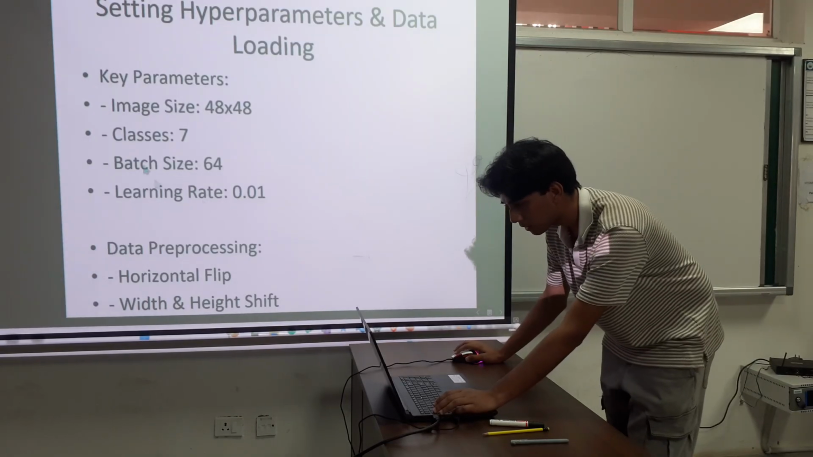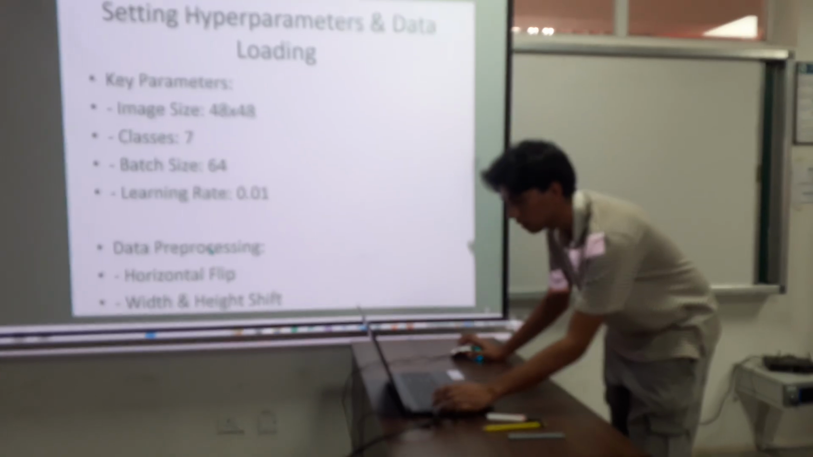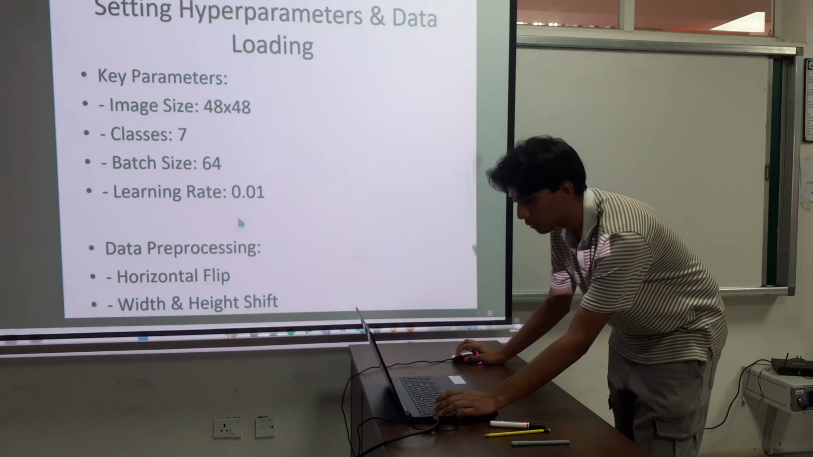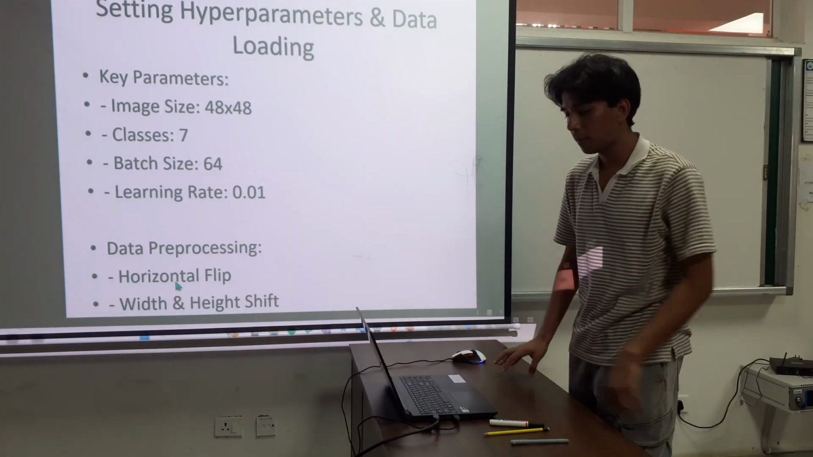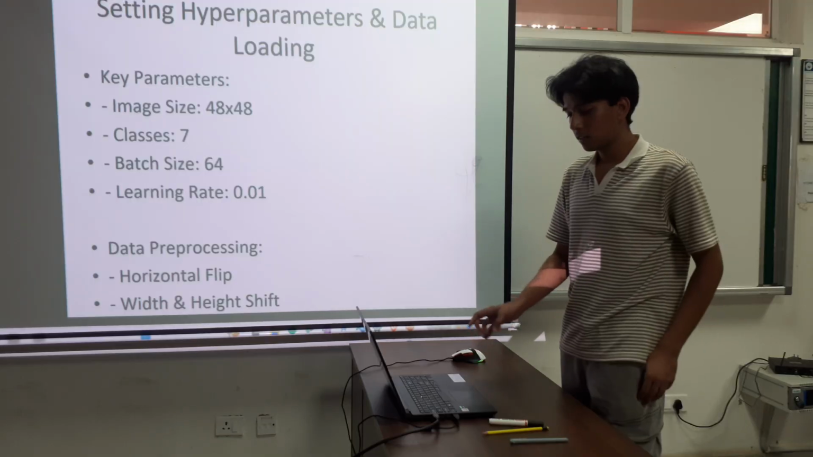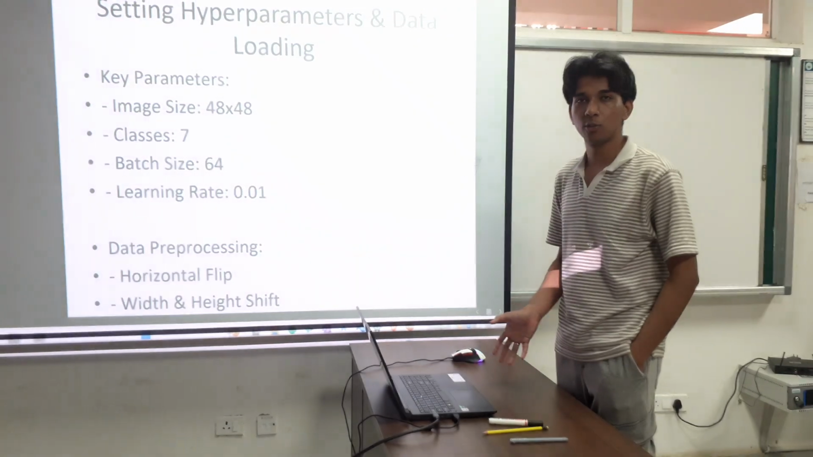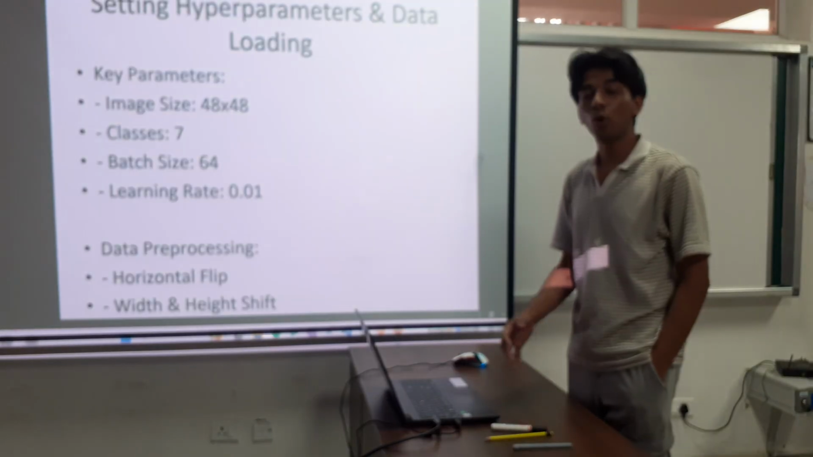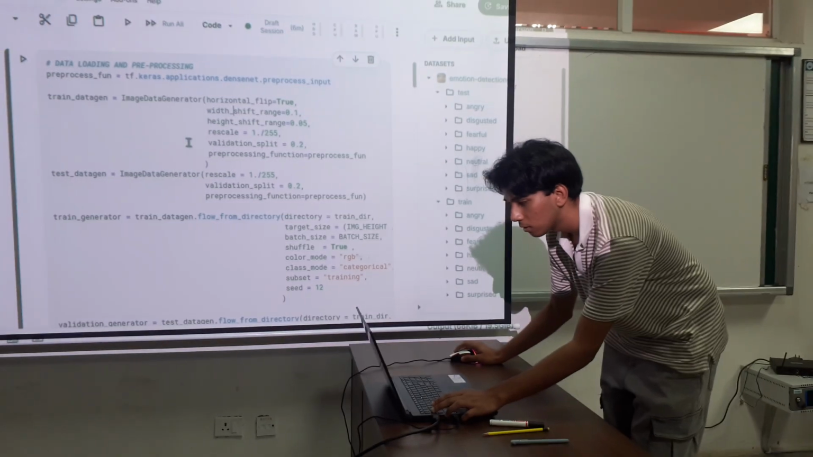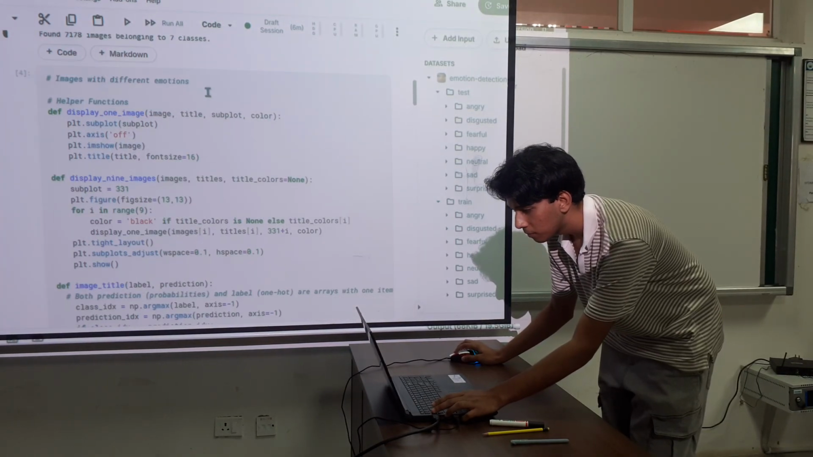After giving these parameters, we start the data pre-processing. In this code, we provide two features: horizontal flip and width and height shift. These specifications help the model optimize the training procedure. This is the code corresponding to this explanation, and as you can see here, this is the output.